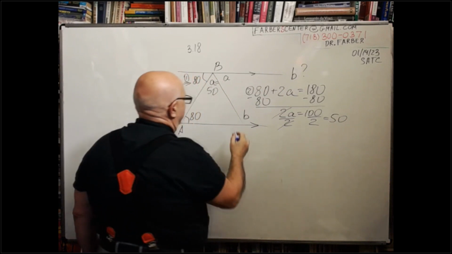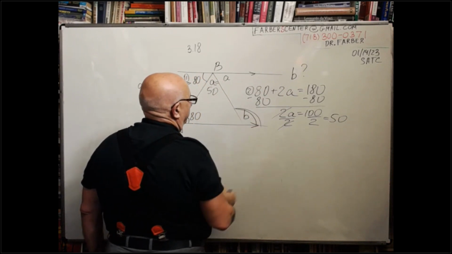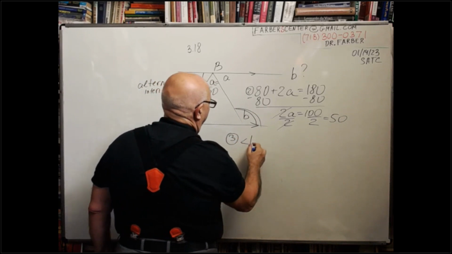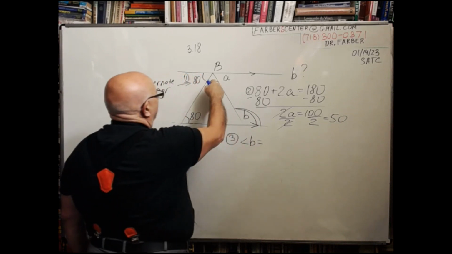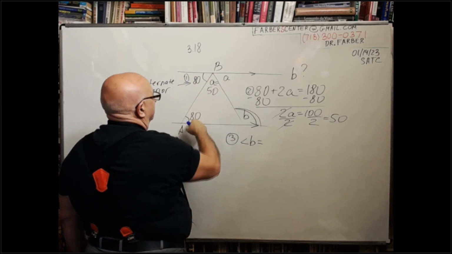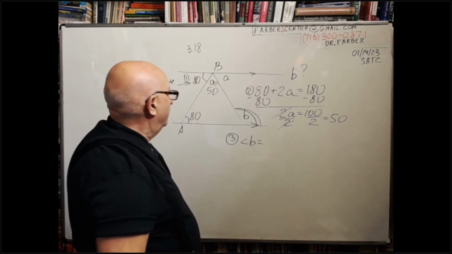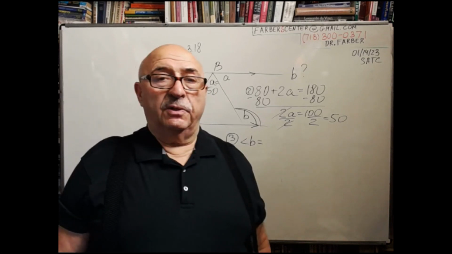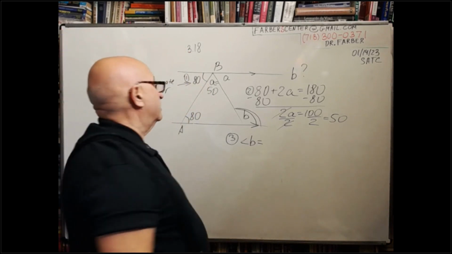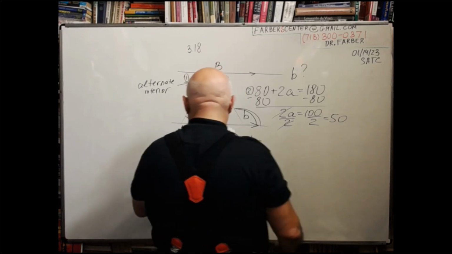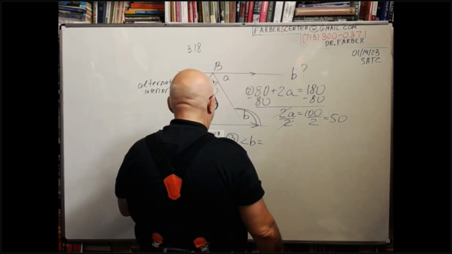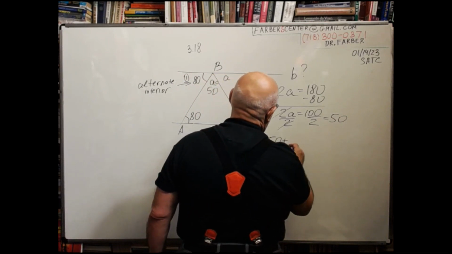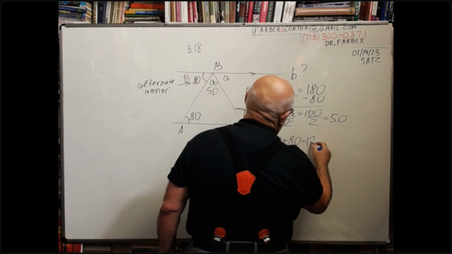And B is an exterior angle. Step number 3: angle B equals the total of the 2 remote angles. Remember the theorem: the exterior angle of any triangle equals the total of the 2 remote angles not adjacent to it. They ask you to find only B, right? It would be 50 plus 80, which is 130 degrees. This is probably the fastest way.